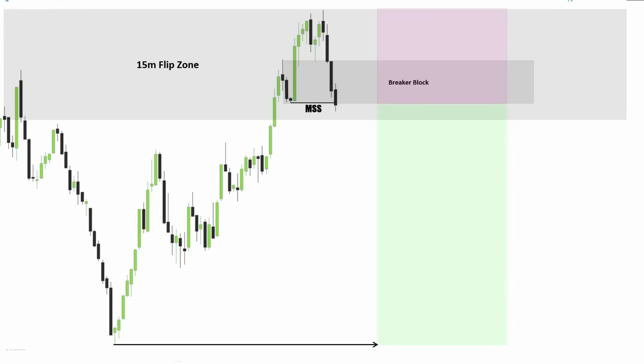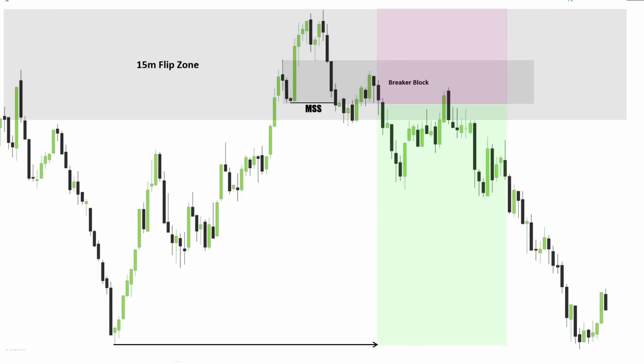Now let us see if the trade plays out successfully. As you can see, price pushed higher, activated the sell limit order, then reversed and dropped until it eventually reached the take profit. This completes the full sequence of confirmations and shows how the flip zone, the breaker block, and the lower time frame shift work together to create a clean, high probability setup.